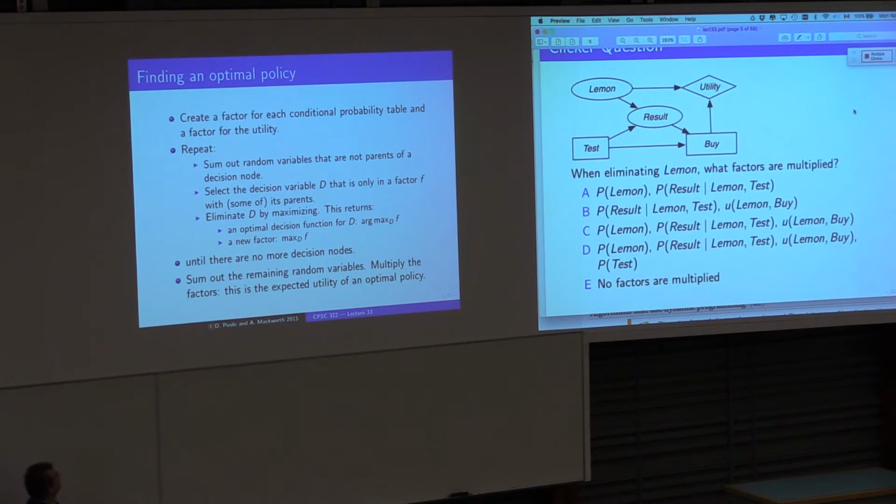Now the story is we're going to sum out lemon. So now we've got to multiply some factors. Which factors get multiplied?